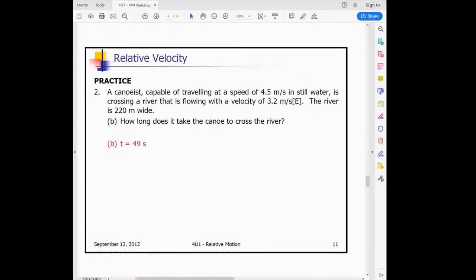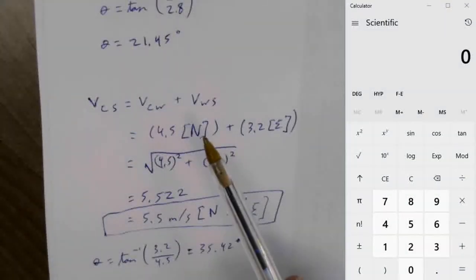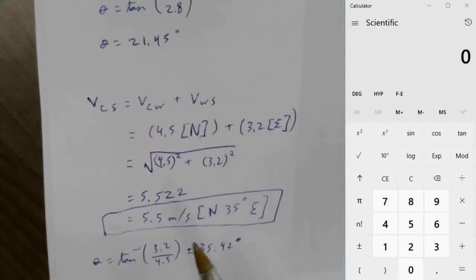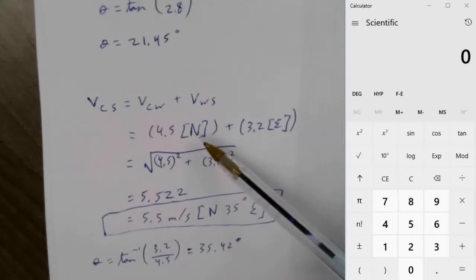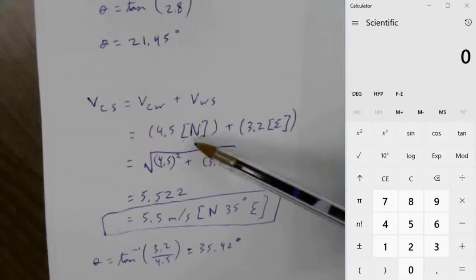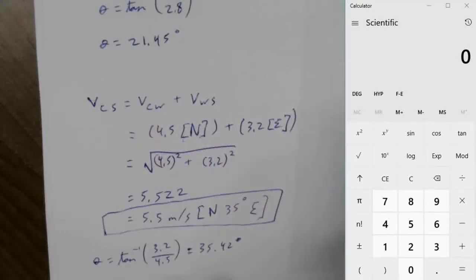Another part of this question, it says, how long does it take the canoe to cross the river? So to solve this, we know the resultant of the two vectors, but because we're only looking at how long it takes to cross the river, and the river has a distance that is in this north-south direction, we're really only interested in the VCW, the 4.5 north.